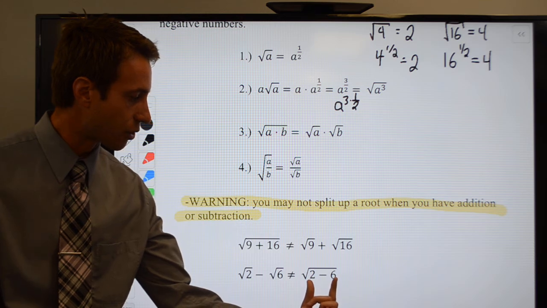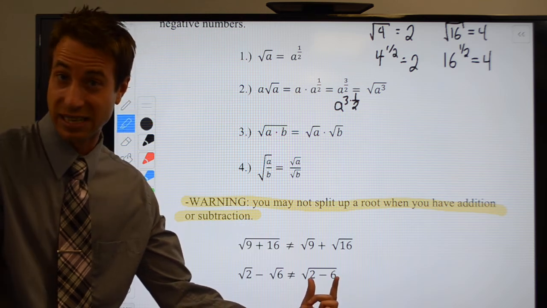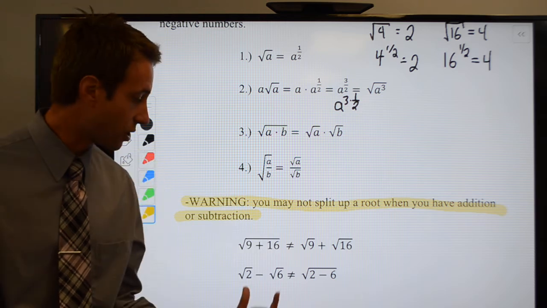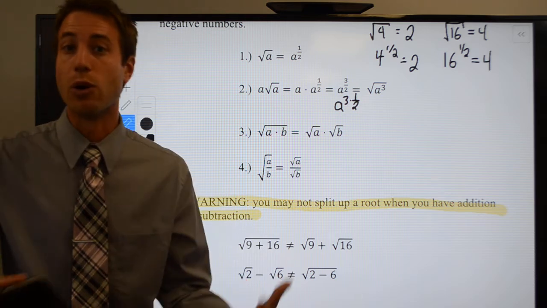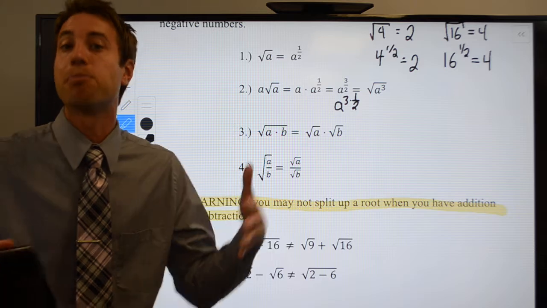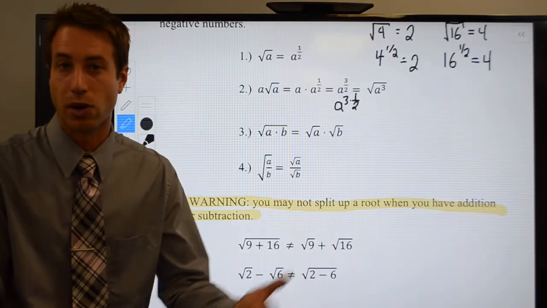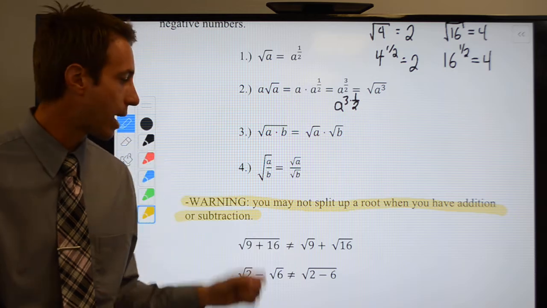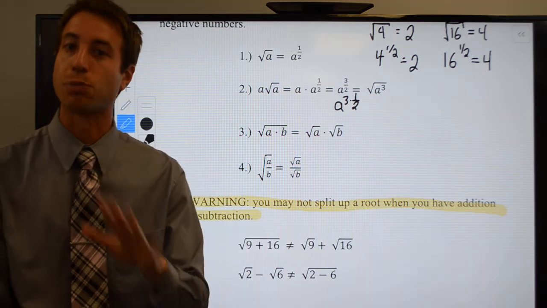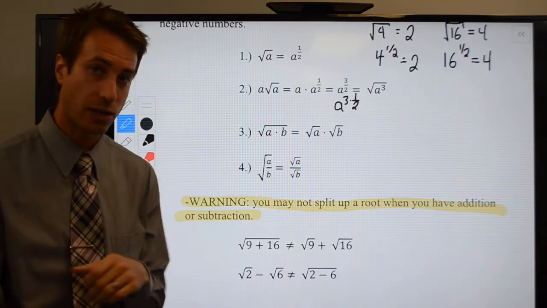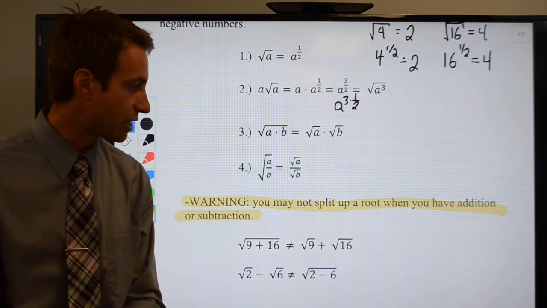If you have two things under the radical that are subtracted, or the difference of two terms, you can't split them up. Or vice versa, if you have the square root of 2 minus the square root of 6, right? You can't put those together and just take the square root of 2 minus 6, or a negative 4. It doesn't work that way for addition and subtraction, so please be very, very careful. Yes for multiplication and division, but not for addition and subtraction.